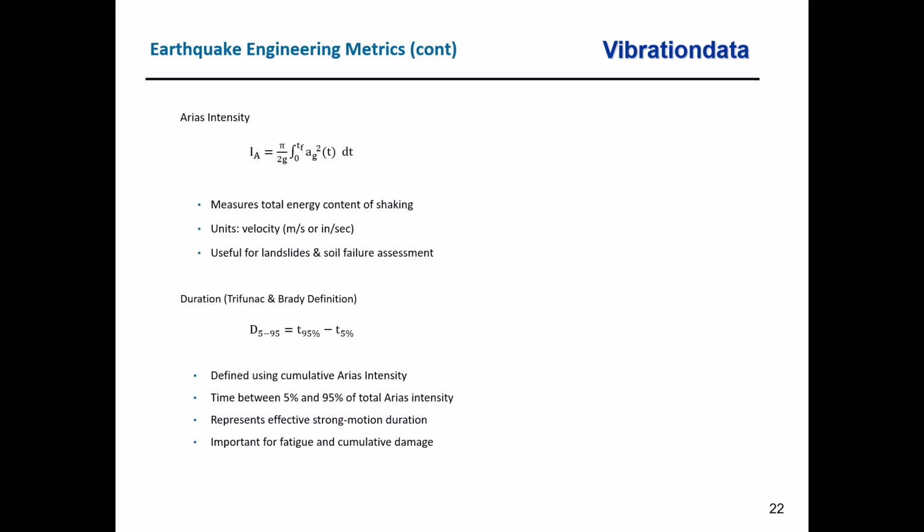And there's something called a duration by Trifunac and Brady, D sub 5 to 95. This is the time between 5 and 95% of the cumulative Arias intensity, representing the effective strong motion duration, and important for fatigue and cumulative damage.